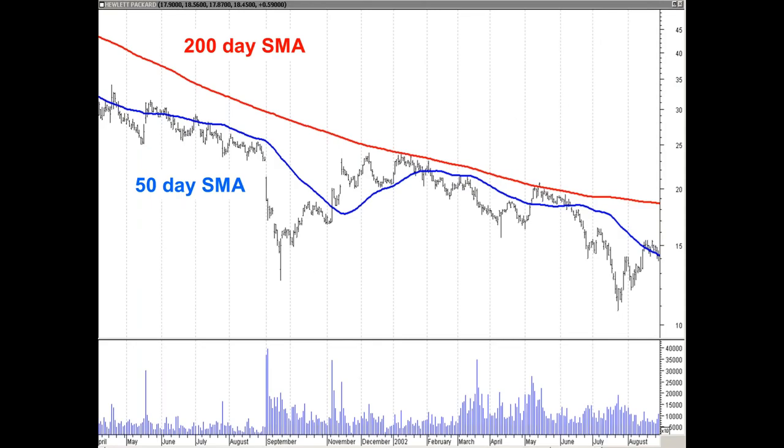Now, here's an example of how you might use a simple moving average. And I've got two different SMAs here drawn on a real price chart.